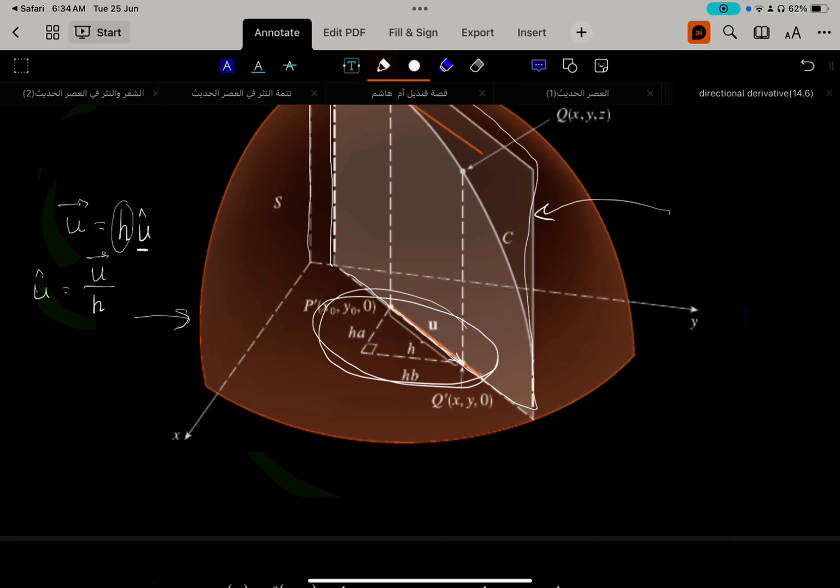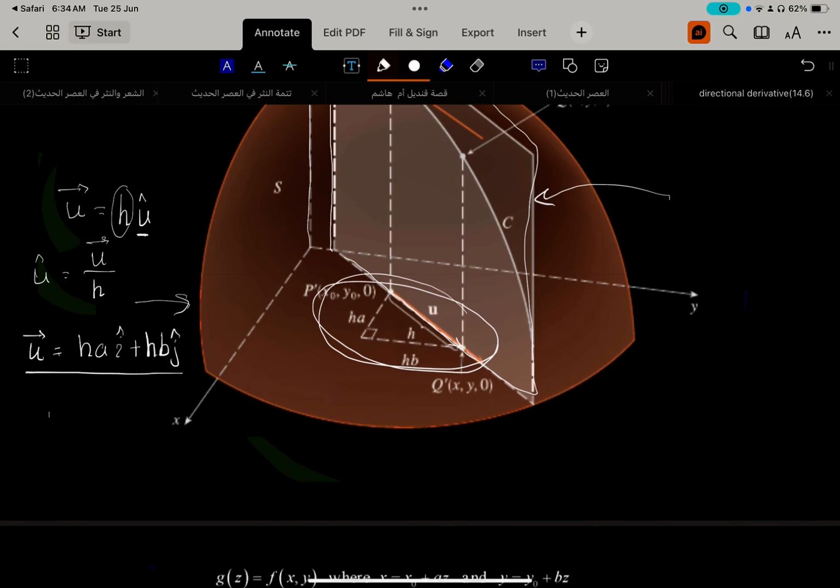And if we want to write this vector in component form, we write u equals ha in the i direction, as we wrote before, plus hb in the j direction. This gives us the unit vector, which can simply be written as a, b, and this is what was given.